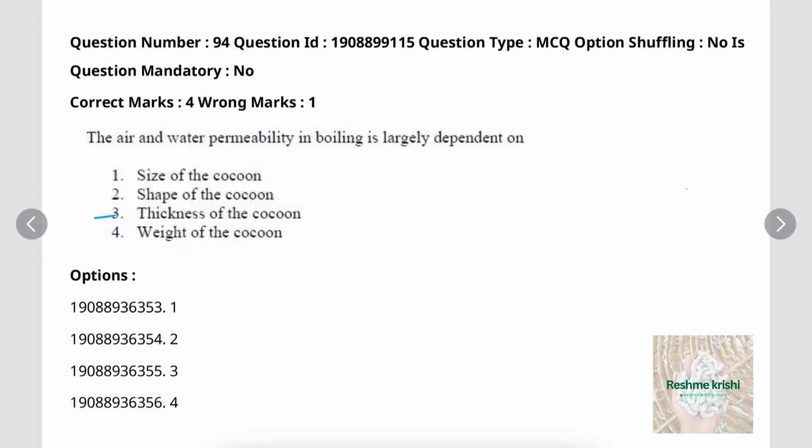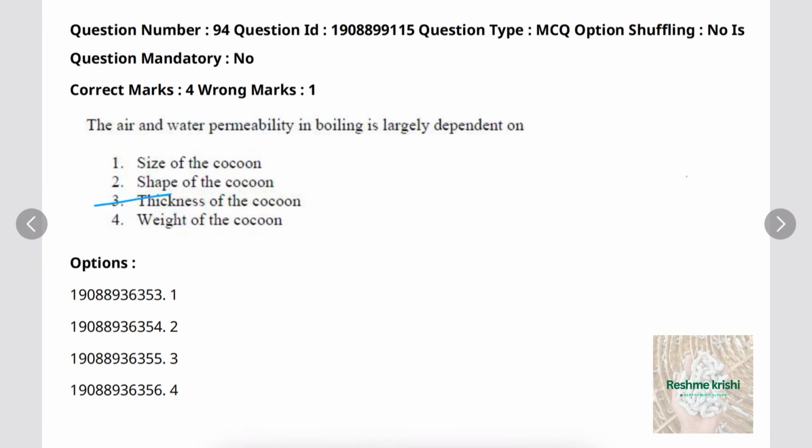The air and water permeability in boiling is largely dependent upon what? This is a very straightforward question related to reeling. The thickness of the cocoon shell determines the water permeability.